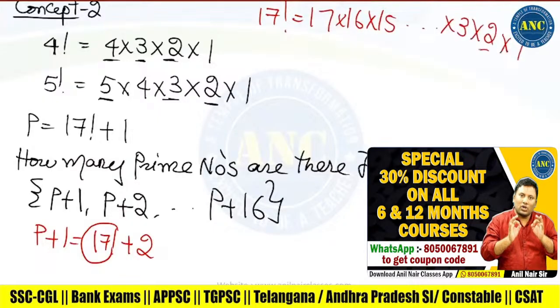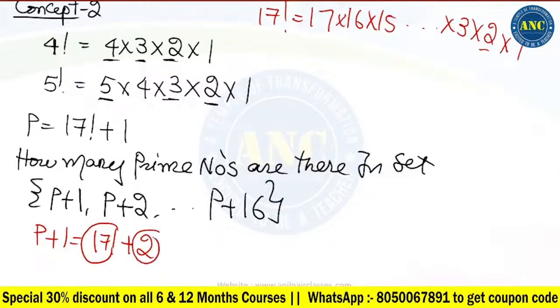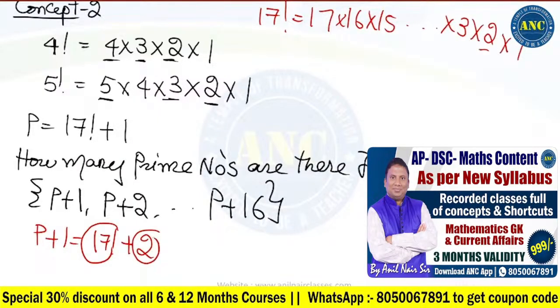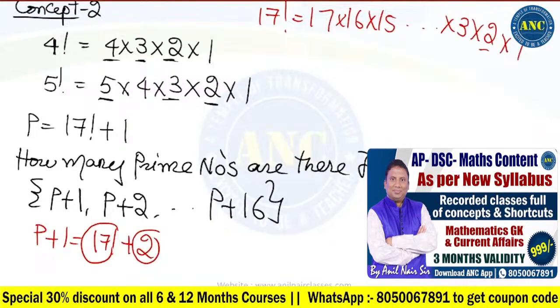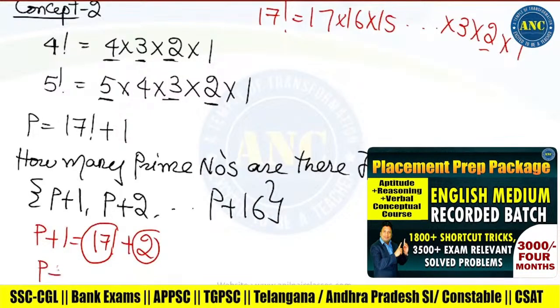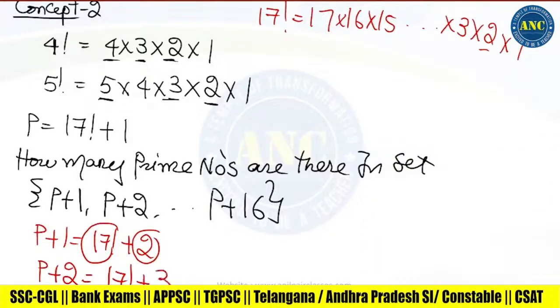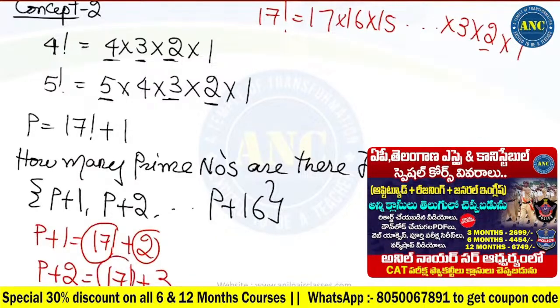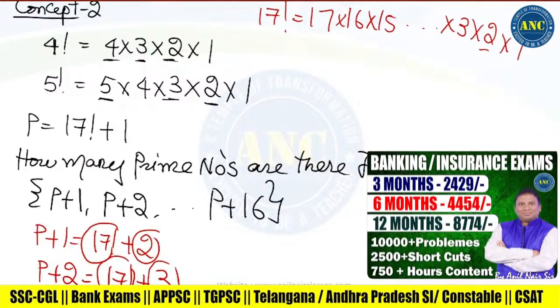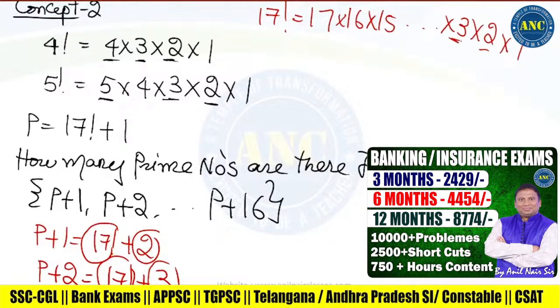So it contains 2. This is divisible by 2. 2 is also divisible by 2. That means the answer is divisible by 2. P plus 2, which is 17 factorial plus 3, is divisible by 3. The answer is divisible by 3 because 17 factorial contains 3.